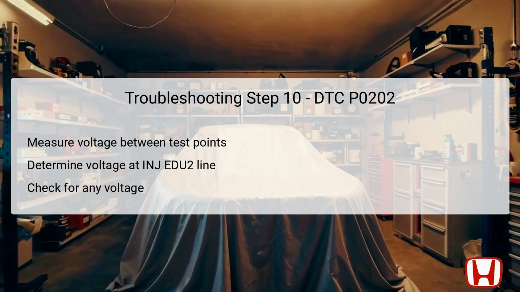IGEDU2 line. If voltage is present during this test, it suggests there are no disruptions in this specific wire. Should there be no voltage, it indicates the possibility of a break in the INJ-RLY out IGEDU2 wire that would need repairing to ensure proper voltage delivery.